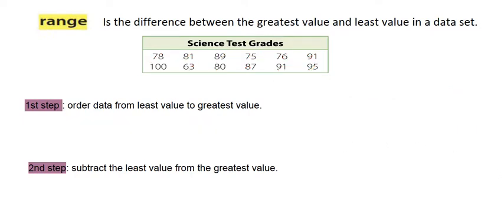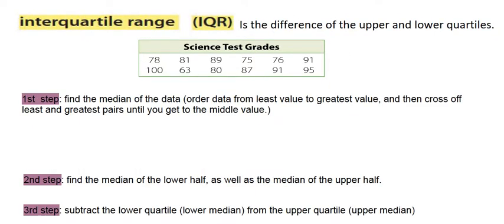Now, if I go to interquartile range, it's going to be a little bit different. It's still a spread, so it's still going to be distance, but it's going to be the difference of the upper and lower quartiles. So again, I have my same science test grades, so we're going to list them in order just like we normally do because our first step is to find the median. So we always have to have them in order. And I have a 75, 78, hopefully, 63 was down here. I missed that one.